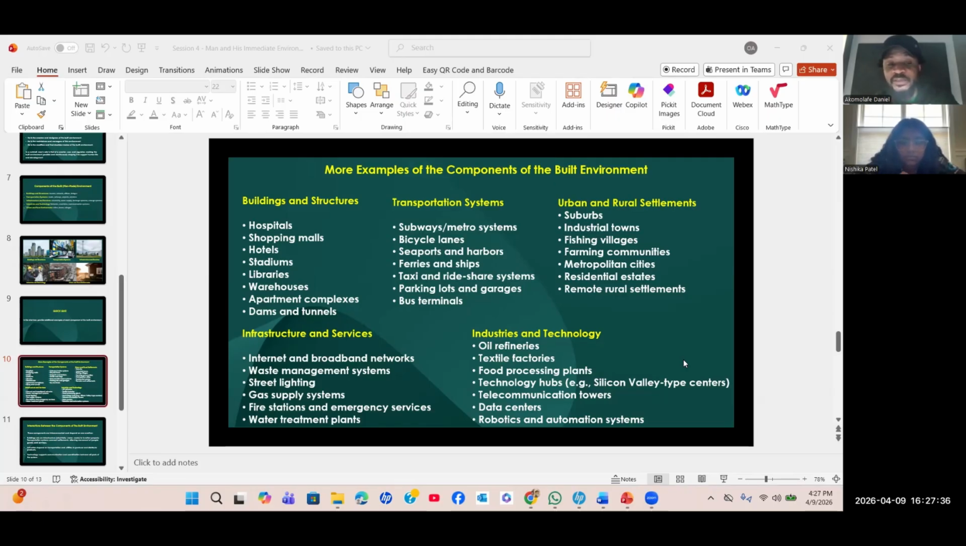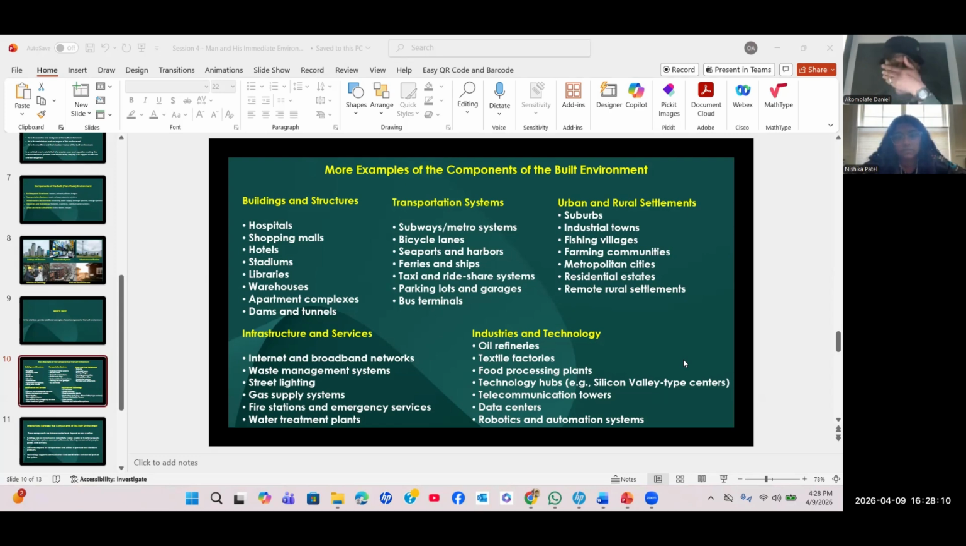And under the infrastructure and services, you have internet. Like the way you and I are communicating now, it is because of the opportunity we have through information technology. So these are infrastructures and services. And then the last one, we have industries and technology. We have oil refineries, we have textile factories that make our clothes and other fabrics. We have food processing plants, places where they process all the foods that we eat.